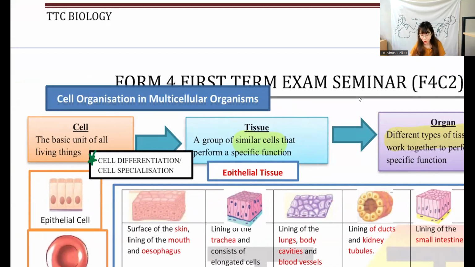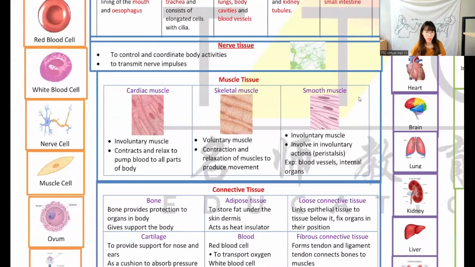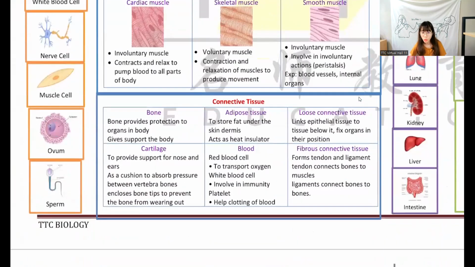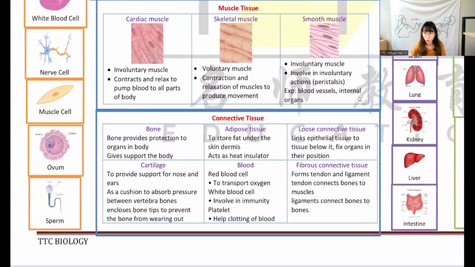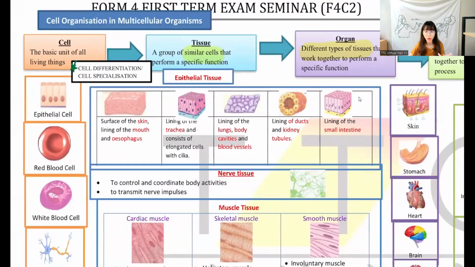Okay, now let's look at cell. We have so many cells over here. We have epithelial cell, red blood cell, white blood cell. Now we don't have to go through one by one because we will go through it at the tissue, organ, system, organism. So straight away, we just go through the tissue. Tissue, we have a few types. The first one is epithelial tissue. What is epithelial tissue? Epithelial tissue is the outermost or the innermost. It can be outermost, it can be innermost.